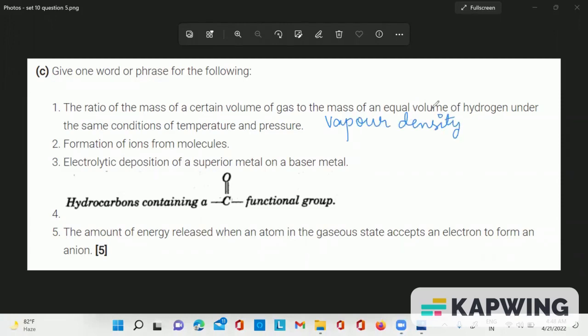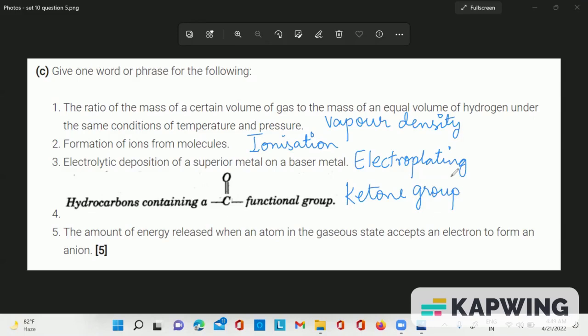Next is formation of ions from molecules. One word that we can use for this process is ionization. And the third question is electrolytic deposition of a superior metal on a baser metal. The answer will be electroplating. My fourth question is hydrocarbons containing the CO functional group. It is basically the ketone group.